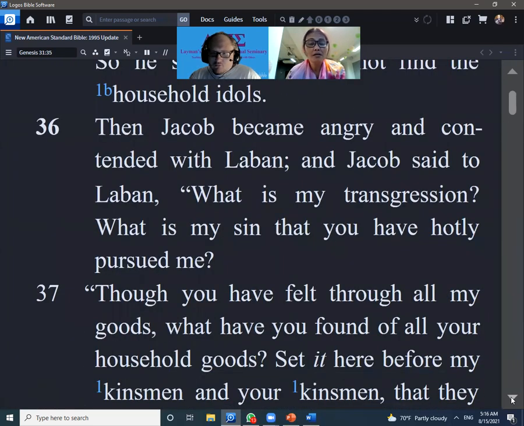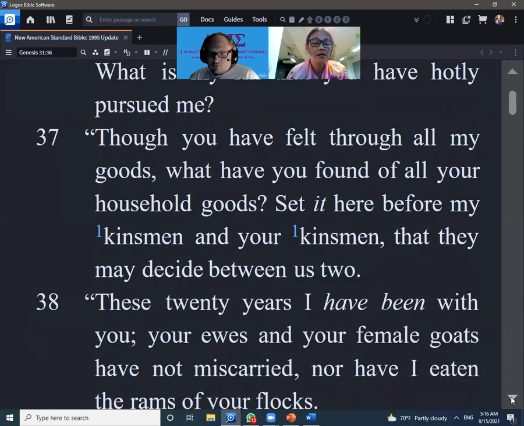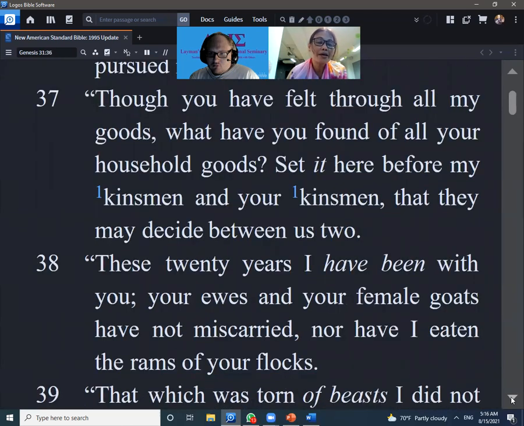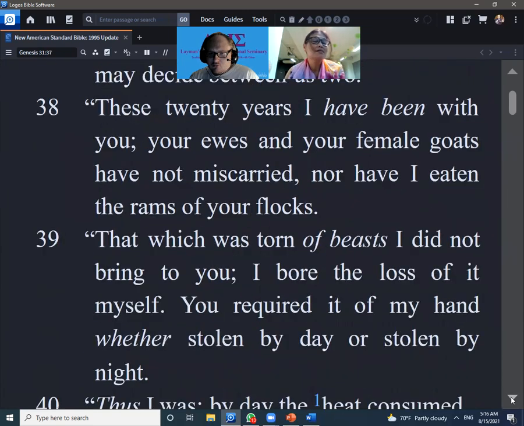Then Jacob became angry and contended with Laban, and Jacob said to Laban, "What is my transgression? What is my sin that you have hotly pursued me? Though you have felt through all my goods, what have you found of all your household gods? Set it here before my kinsmen and your kinsmen, that they may decide between us two. These twenty years I have been with you."